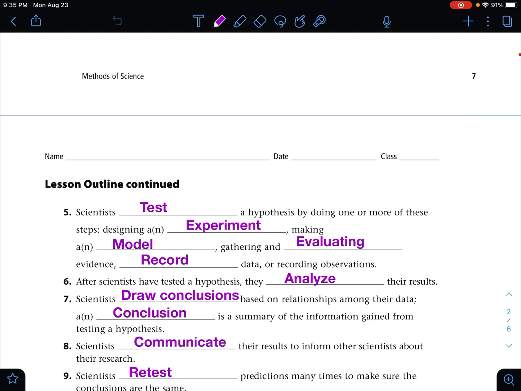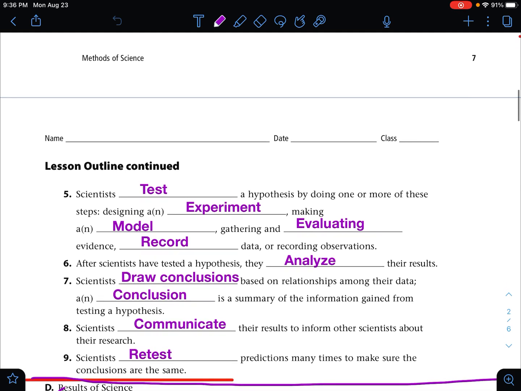After scientists have tested a hypothesis, they analyze the results. So that's where they stop and take a look at the data that they have collected. Scientists draw conclusions based on relationships among their data. They take a look at it: do I have any trends? What am I noticing? A conclusion is a summary of the information gained from testing a hypothesis.